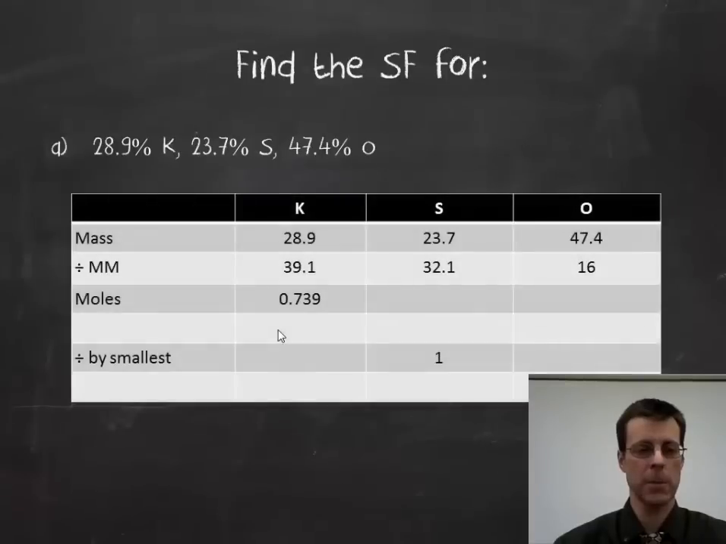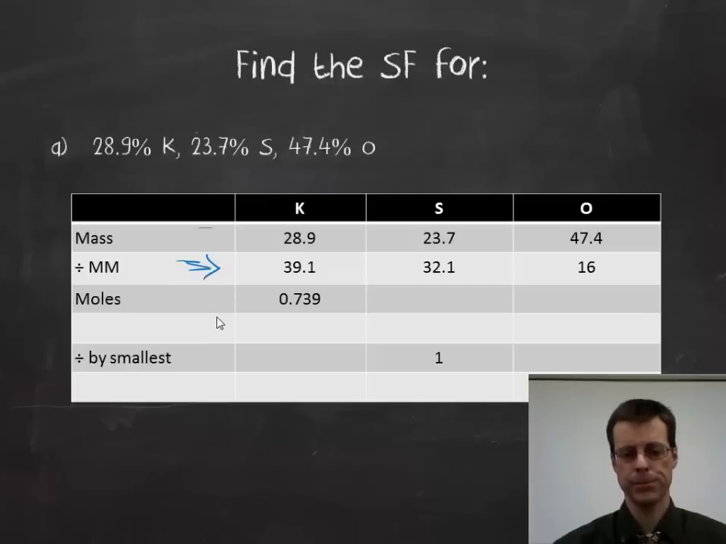Here's the table. So we start out with our masses. We divide by the molar masses. Now this line here, of course, in the middle, where we divide by molar mass, does not need to be part of your final table. So if you're not including it in yours, no problem, but you will get this as your number of moles. And of course you'll do 23.7 divided by the molar mass of sulfur, and so on.